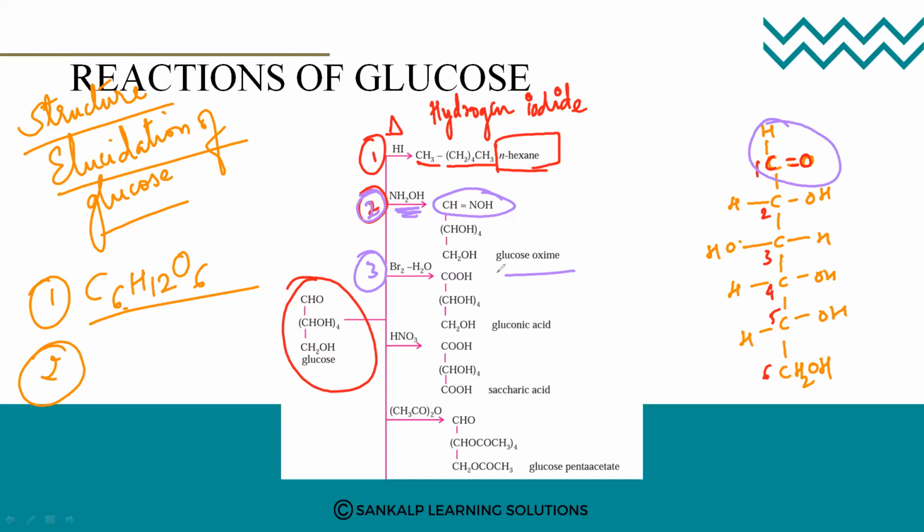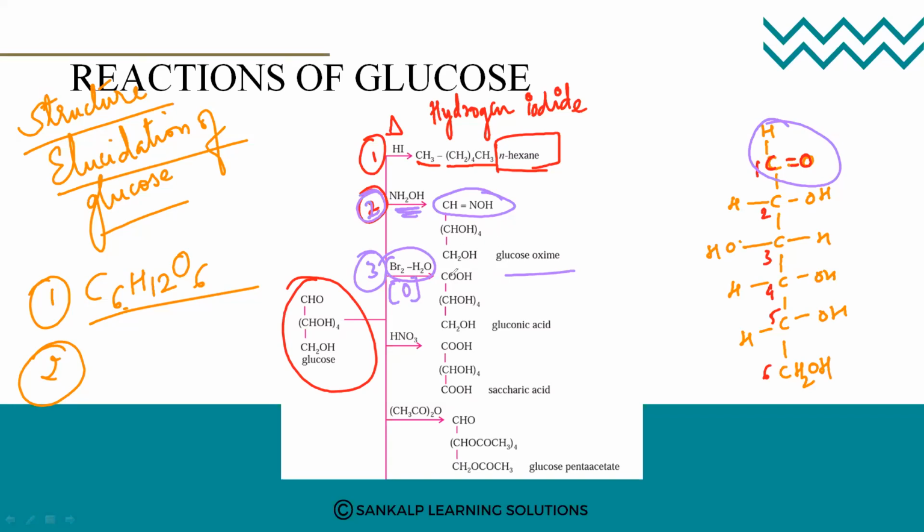It is an aldehyde group. So next we are going to see the presence of the aldehydic group in glucose. It undergoes oxidation. Oxidation means what? Addition of oxygen. So glucose undergoes oxidation with bromine water. You can see this bromine water. Bromine water is a good oxidizing agent. So when glucose is treated with bromine water, it gives you gluconic acid.